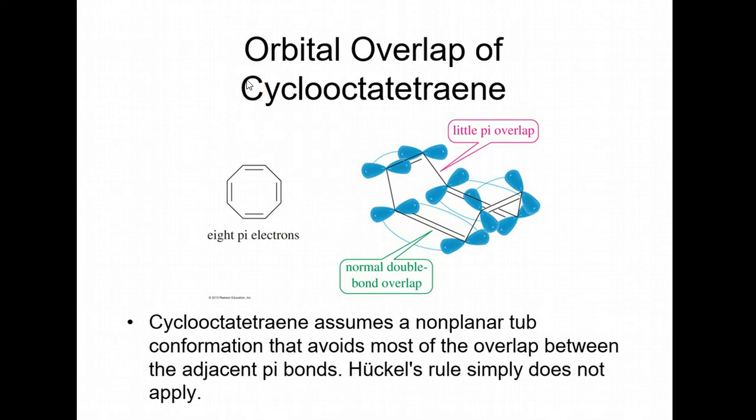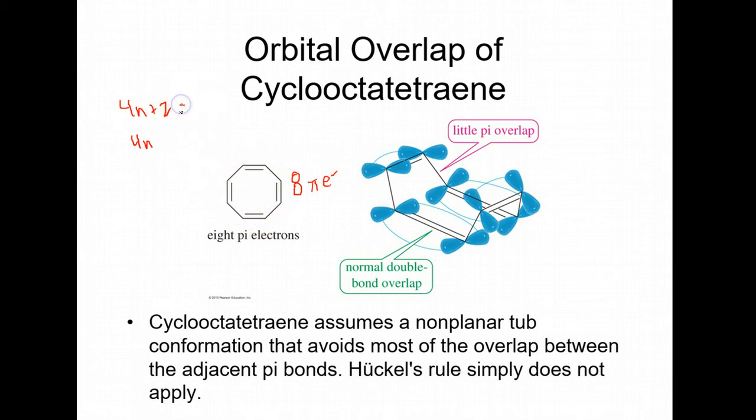Remember, we have 4n plus 2, or we have 4n. How many pi electrons are on there? I'm looking at all the pi bonds. Here's a pi bond, here's a pi bond, here's a pi bond, here's a pi bond. So this has 8 pi electrons. How do I get 8? Well, there are 2 in this pi bond, 2 here, 2 here, and 2 here, for a total of 8.